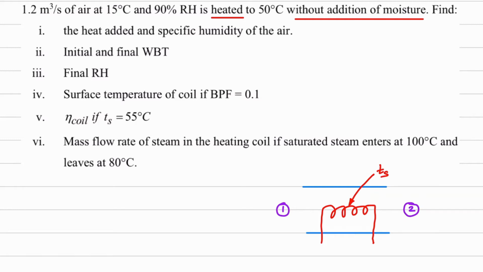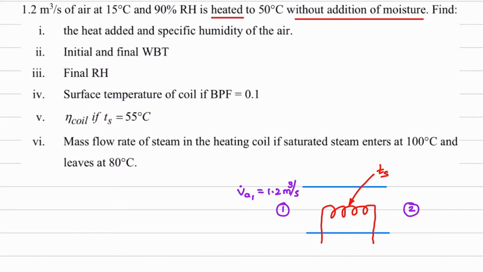Now what is the inlet condition mentioned over here? 1.2 meter cube per second of air. What is this data? Mass flow rate is in kg per second, and volume flow rate is in meter cube per second. So this 1.2 meter cube per second is the volume flow rate given. So at point number 1, V dot A1 is equal to 1.2 meter cube per second.